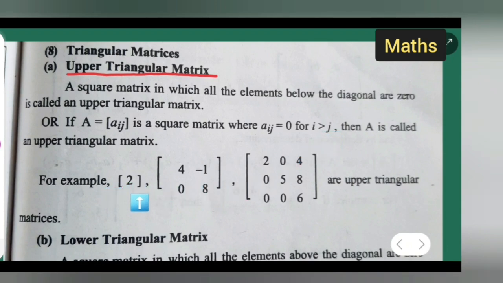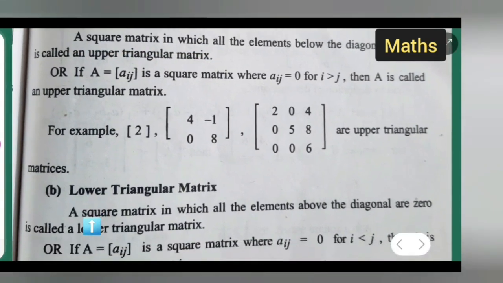For example, this is a 2 by 2 matrix. This is 4, minus 1, 0 and 8. A square matrix in which all the elements below the diagonal are 0. So below the diagonal the element is 0. Here it is 0. Over here this is the diagonal, and below the diagonal the elements are 0. Now these are called upper triangular matrices. Now let us see the lower triangular matrices. You can take down this.